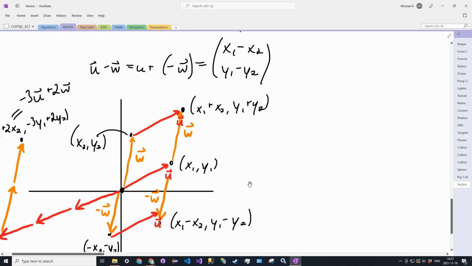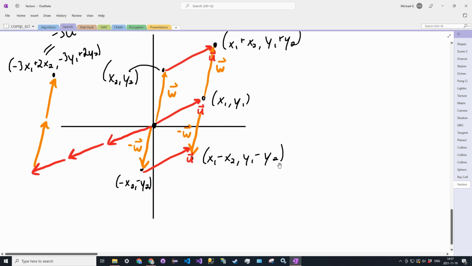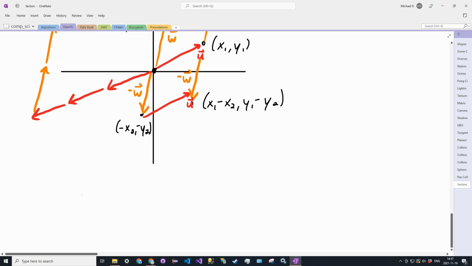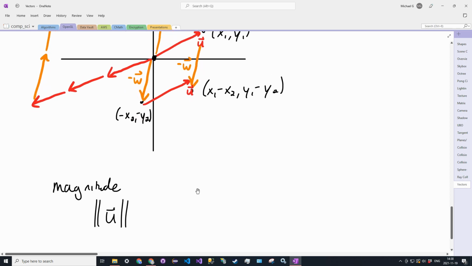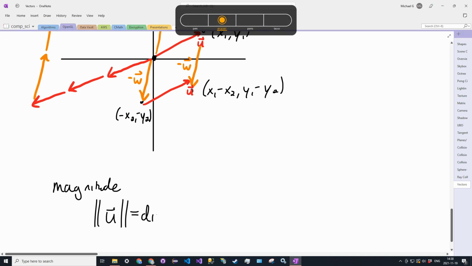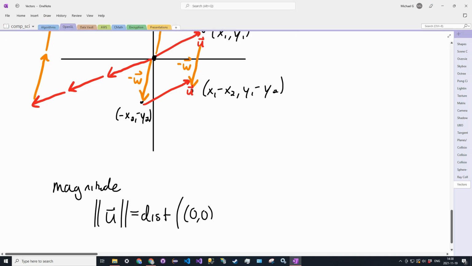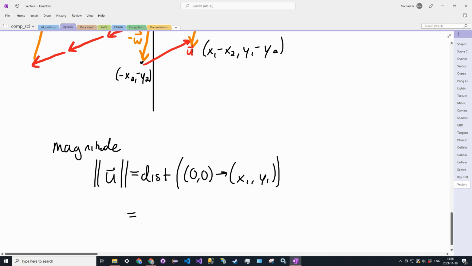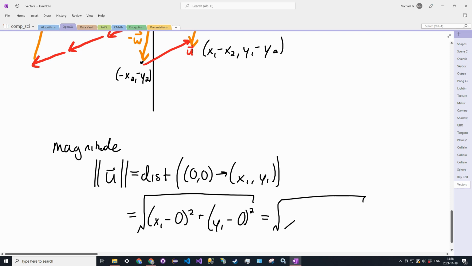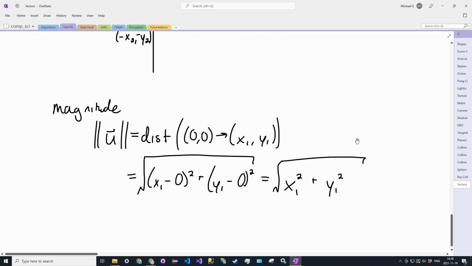Well, how are we going to determine that, and how are we going to represent that? If we're given u and we want to find the distance of u, we're simply going to say the magnitude. So that's represented by a double bar. So the magnitude of u is just equal to the distance of 0, 0 to x1, y1, which is just, by the Pythagorean theorem, the square root of x1 minus 0 squared plus y1 minus 0 squared, which is equal to the square root of x1 squared plus y1 squared. So you just take the components, square them, and then take the square root of all that.